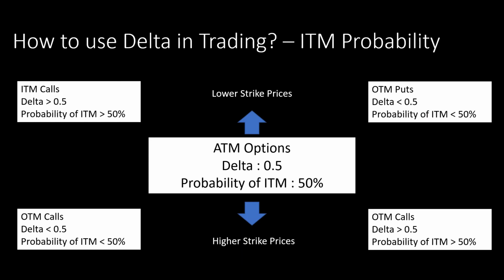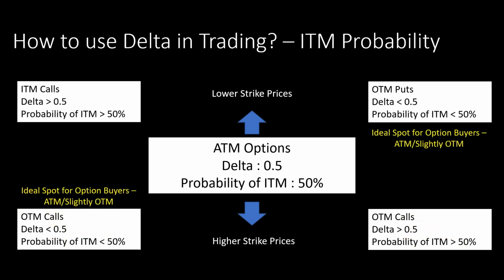So if you are an option buyer or seller, which is the ideal delta for you? If you're an option buyer, buying options which are at the money or slightly out of the money has the best risk to reward. If you're an option seller, you want your options to expire out of the money. So the ideal delta for option sellers is less than 0.5. That is staying out of the money for both put options and call options.